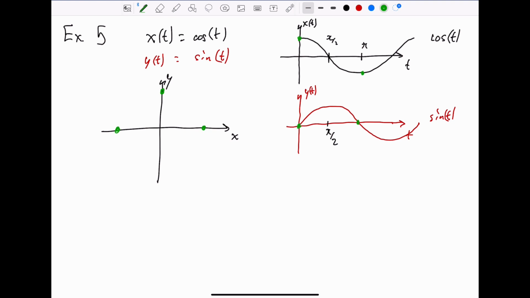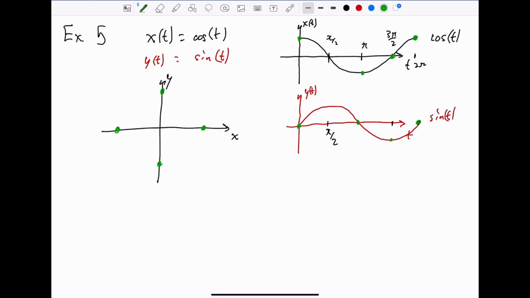And finally, if we think of 3 pi over 2, that's this t value here, the x value is back to 0 and the y value is negative 1. So we plot 0, negative 1. And then last of all, at 2 pi, that's this t value here, the x value is 1 and the y value is back to 0. So we plot the point x equals 1, y equals 0 right there.